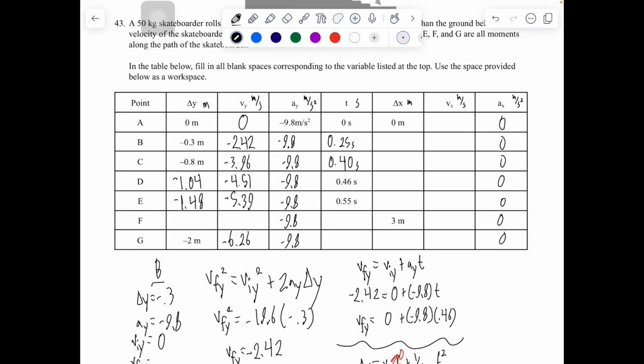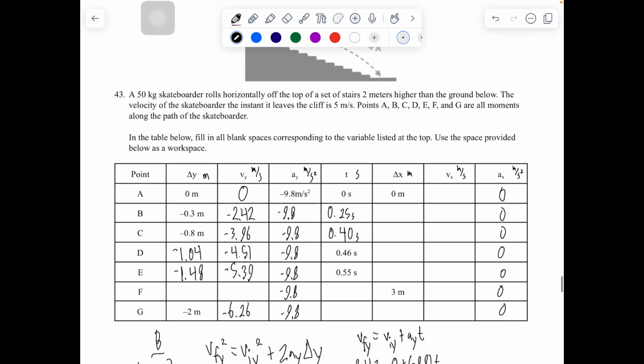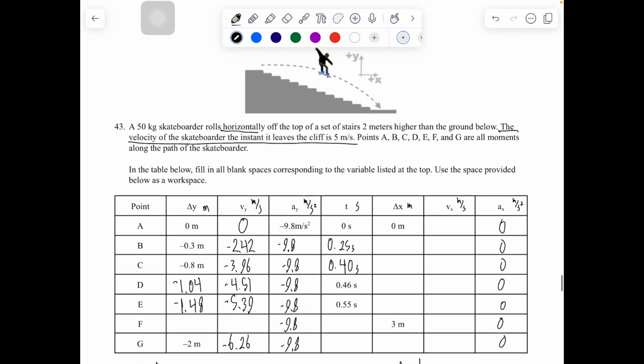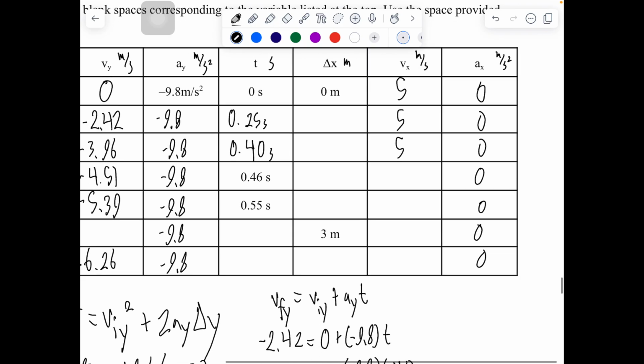Alright, and at last we reach section F. Delta x is 3 meters. Excellent. The velocity of the skateboarder the instant it leaves the cliff is 5. So, since they're moving totally horizontally, that velocity is in the x. And the acceleration in the x is 0.